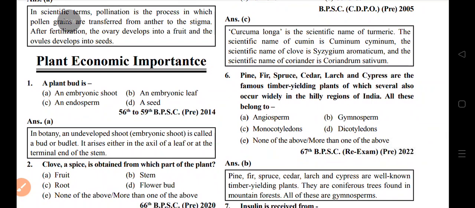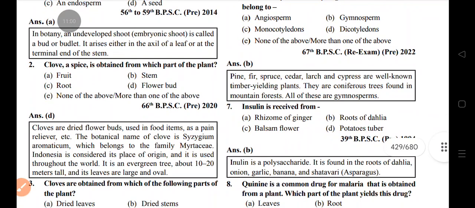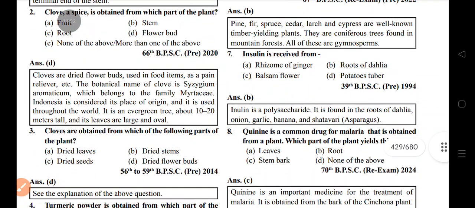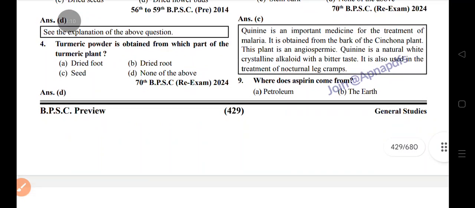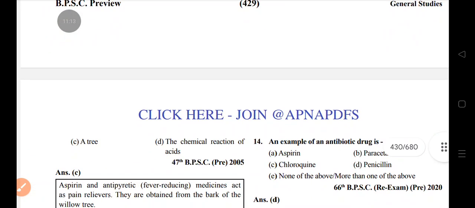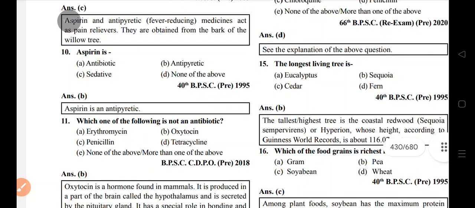Fir, pine, spruce, cedar, larch, cypress are famous timber-yielding plants, several of which also occur widely in the hilly regions of India. All these belong to gymnosperms. Inulin is obtained from roots of dahlia. Quinine is a common drug for malaria that is obtained from a plant. Which part of the plant yields this? Stem bark. Where does aspirin come from? A tree. Aspirin is an antipyretic.